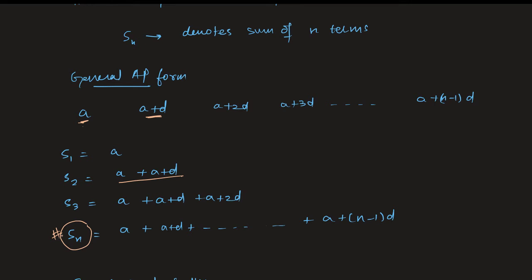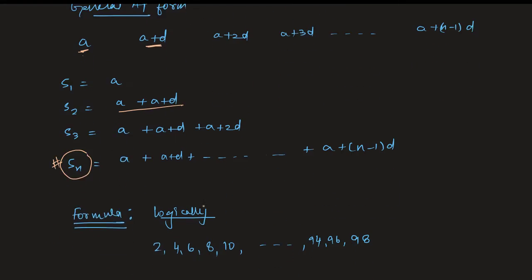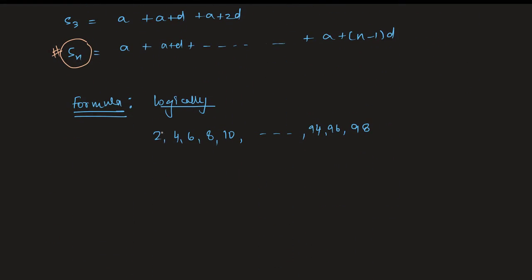Now how to figure it out? One way of doing it is you start adding the terms in a calculator. Or the second way, let's derive a formula, or let's verify how a formula works logically. Let's suppose this is the given series, and you need to find the sum of all the numbers in it. First figure out, is this an AP? Yes, this is an AP because the difference between any two terms is constant, that is plus 2.